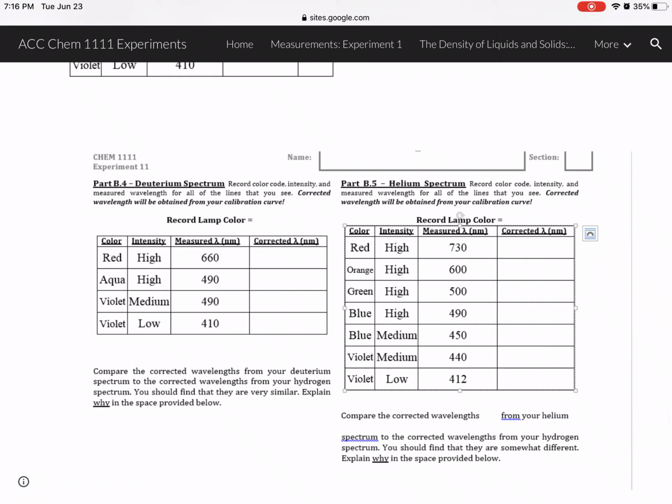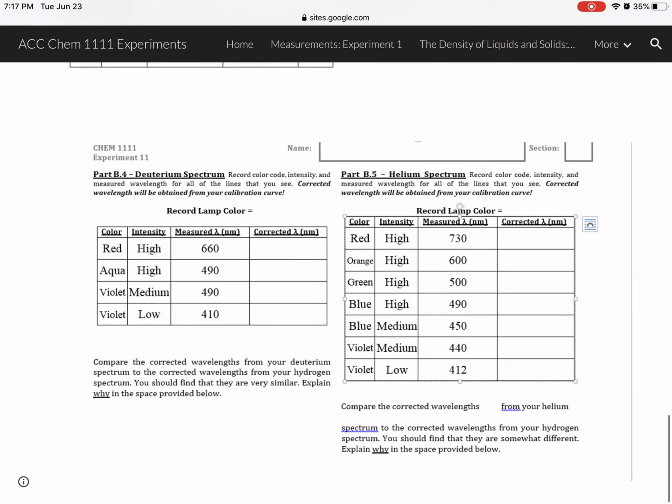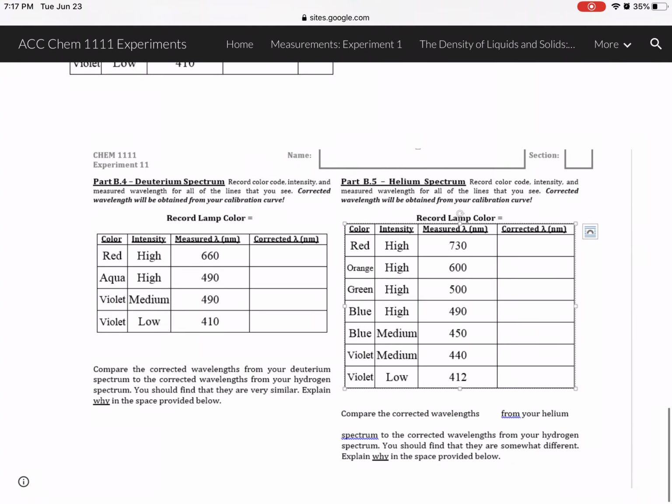And then you have the helium spectrum. For the helium spectrum also, you have the measured wavelengths, and you can find the corrected wavelengths using the equation of the graph that I showed you. It says to compare the corrected wavelengths from your helium spectrum to the corrected wavelengths from your hydrogen spectrum. You should find they are somewhat different. Explain why in the space provided below.